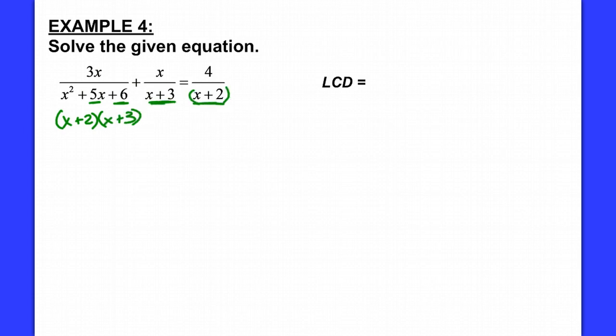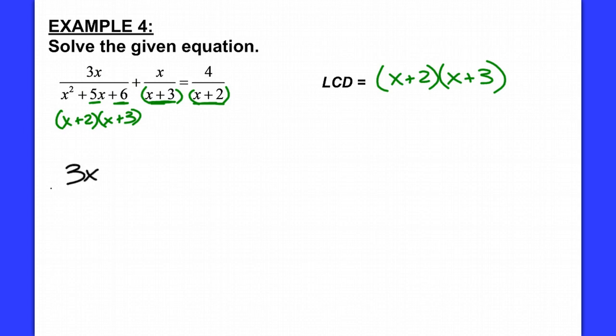These don't factor, of course. So our least common denominator is going to be x plus 2, x plus 3. And we're going to take that, and hopefully you're getting pretty comfortable with the process at this point. Our next step would be to take this and multiply it into all of the fractions in the problem, or all of the terms in the problem.